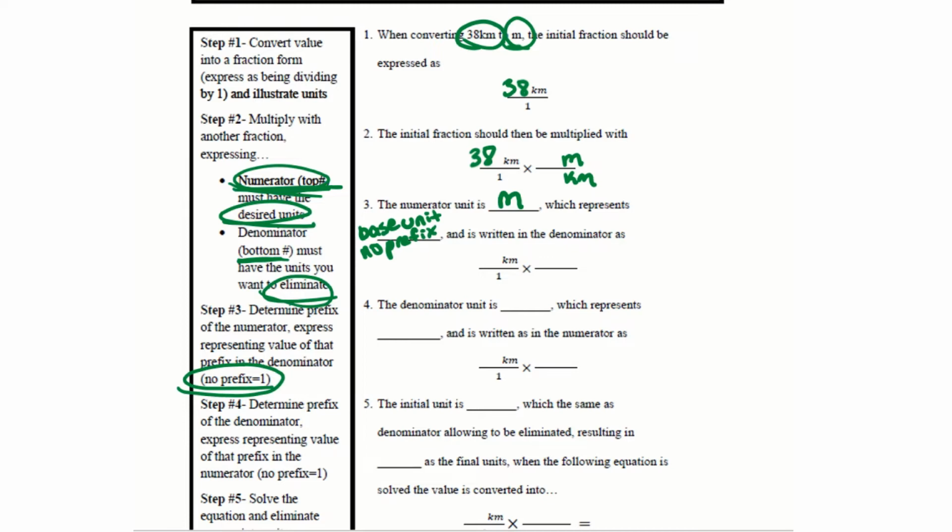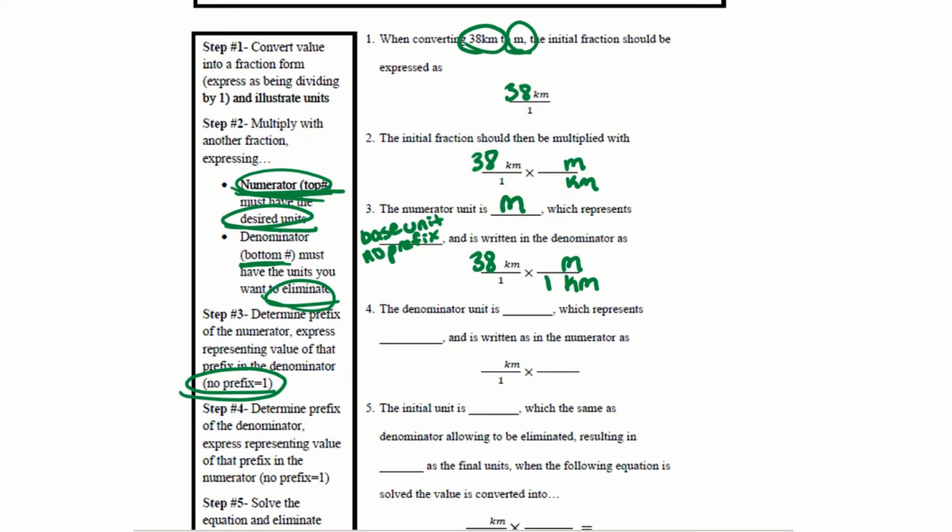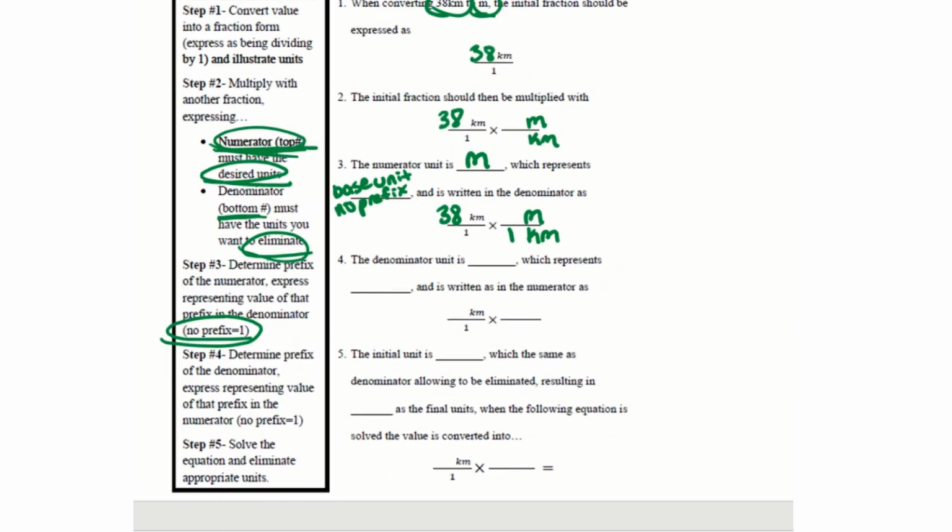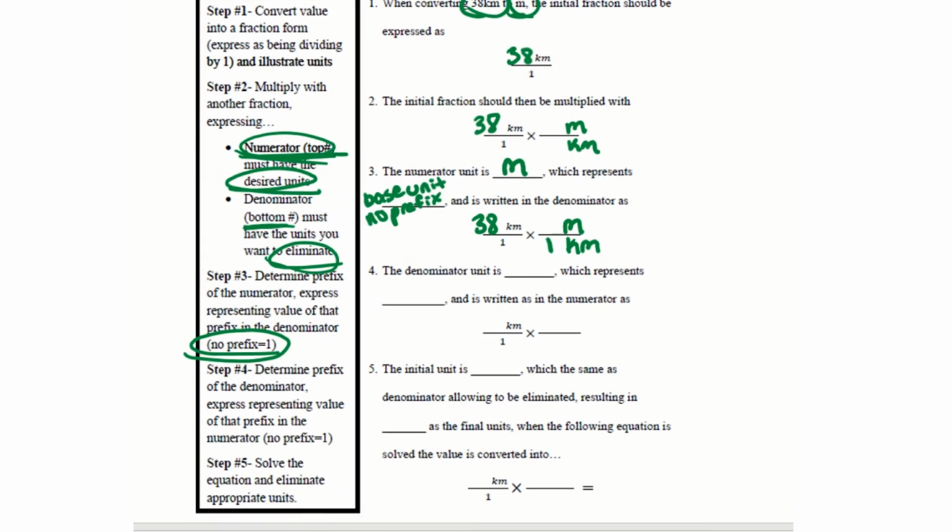So once again, let's write down everything that we know so far. We know that we have 38 kilometers divided by 1, and we have meters divided by kilometers. And now we know that because my numerator is meters and it has no prefix, it's a base unit, I'm going to write in a 1 in front of kilometers. Okay, step 4 now. Step 4 says, determine the prefix of the denominator. Express the representing value of that prefix in the numerator.